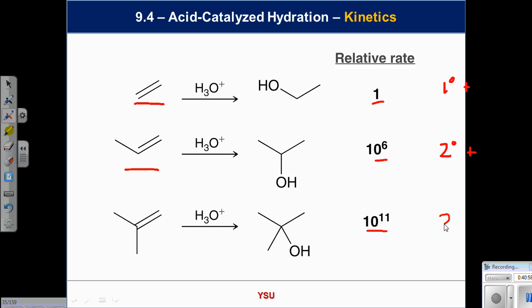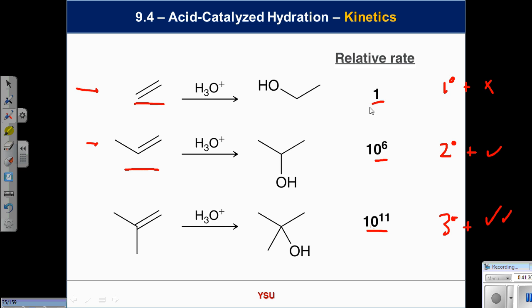So obviously with those vast differences, we're going to prefer to get this. We can get this, but we're not probably going to get that, if we can help it. And this is where the selectivity comes in. If you have a choice between a primary and a secondary system, you're going to get mostly the secondary. If you have a choice between secondary and tertiary, you'll get mostly the tertiary. If you have a choice between a tertiary and a primary, what do you get? All tertiary. Those ideas now are starting to come out.